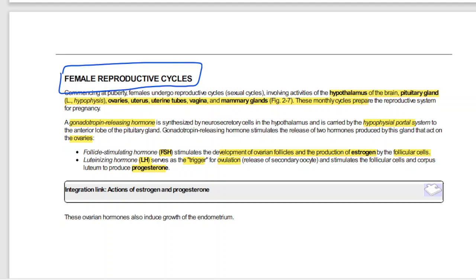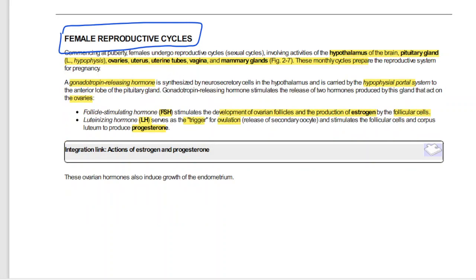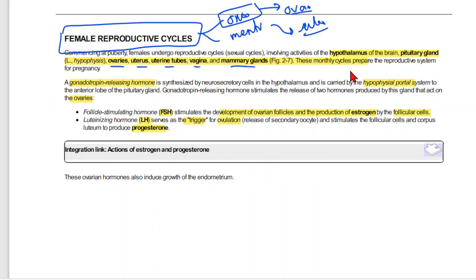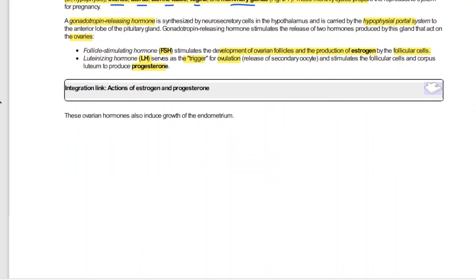So the female reproductive cycle, now we will tell about the female reproductive cycle. The female reproductive cycle has two parts: one is the ovarian cycle and one is the menstrual cycle. The ovarian cycle occurs in the ovaries, and the menstrual cycle occurs in the uterus. Both of them occur simultaneously. We will discuss this. First of all, the ovaries, uterus, uterine tube, vagina, and mammary gland, we have discussed all these things.